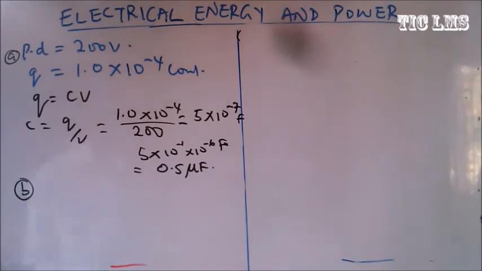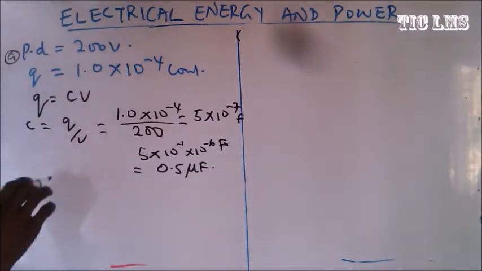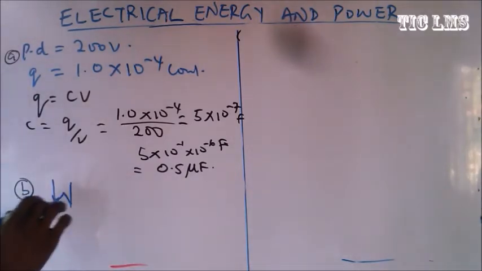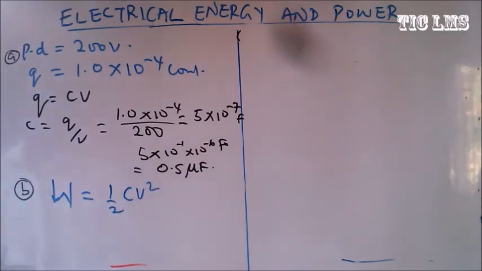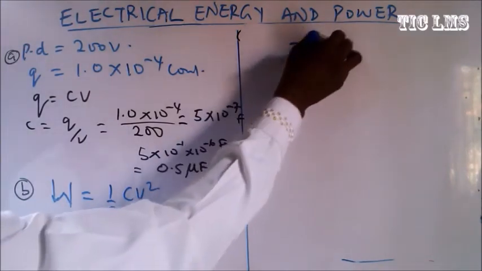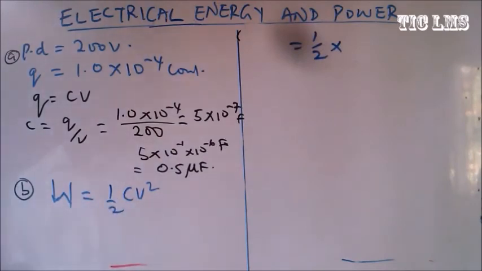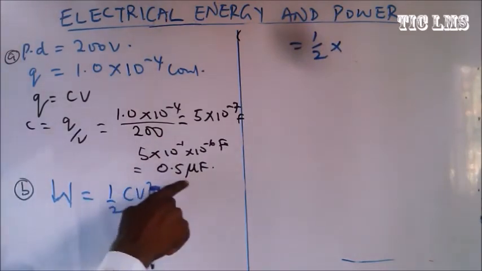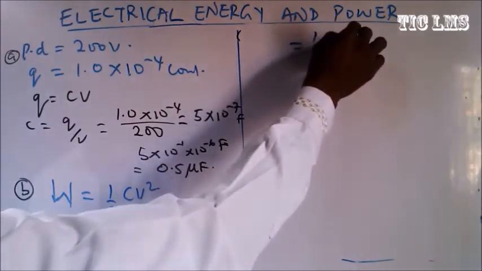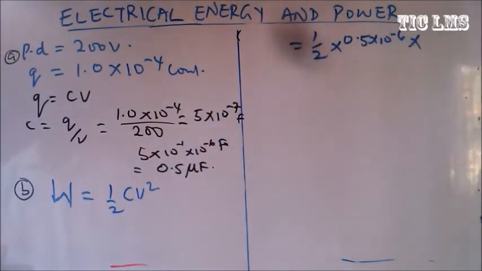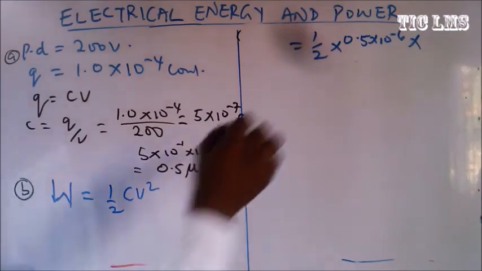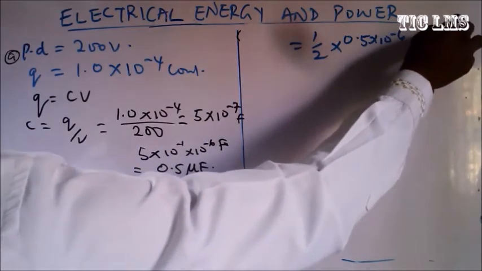The B part of the question says we should calculate the energy stored in the capacitor. The energy stored in the capacitor is taken as W equal to 1 over 2 CV squared. Here, the capacitance in this question is 0.5 microfarad. So we have 0.5 times 10 raised to the power minus 6 multiplied by V. Our V here is 200, so we have 200 squared.